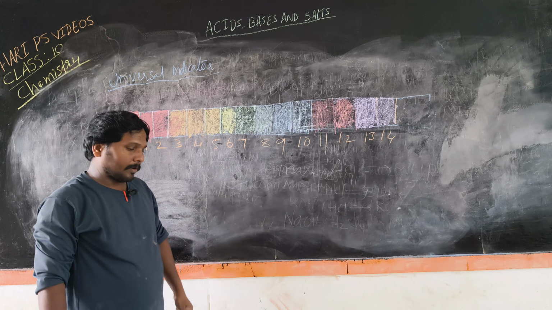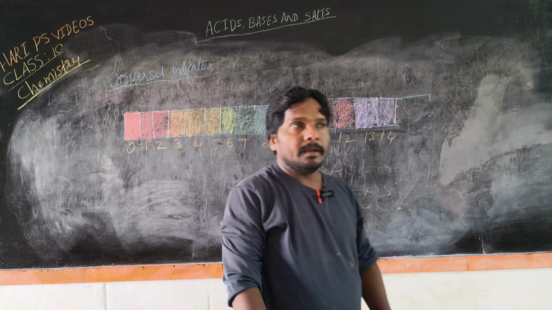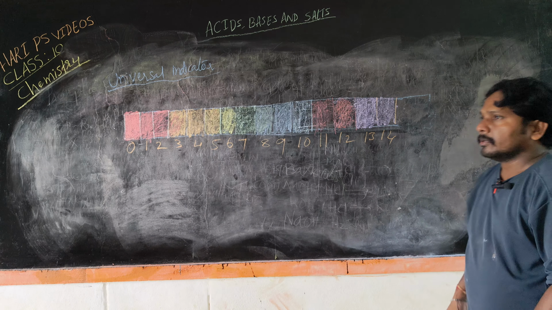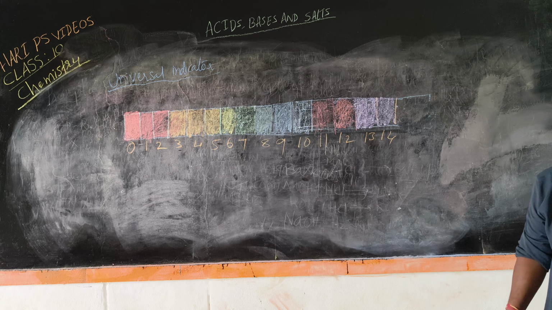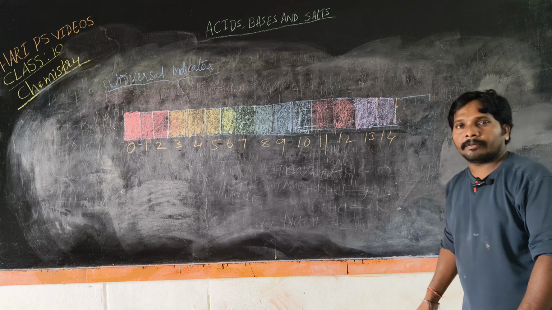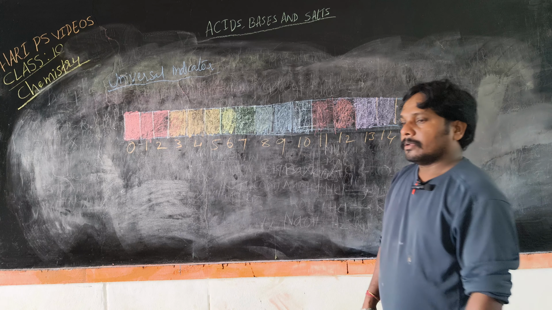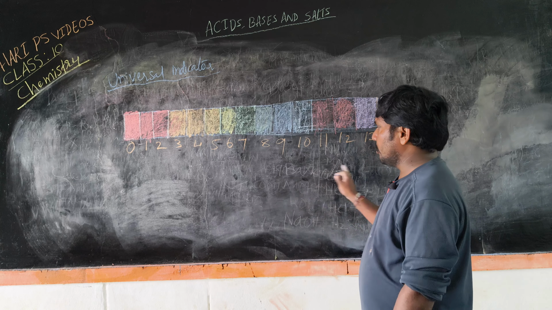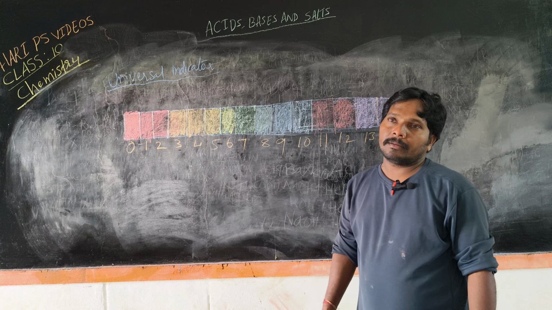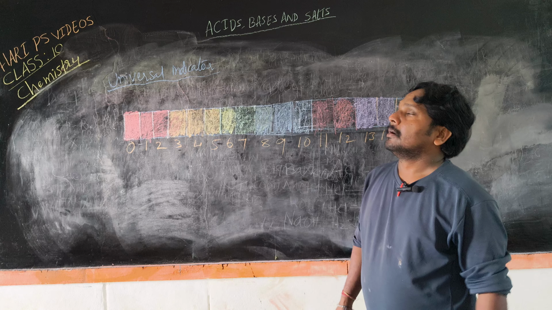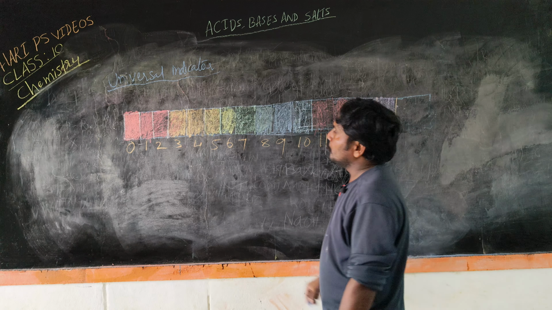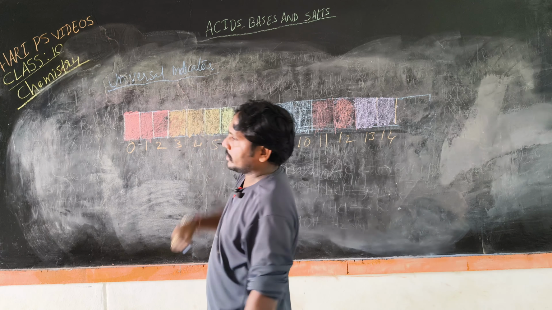Maybe I know the board appears white because of the paint applied. So for many days it will be like that only. So I can't do anything, but I can make the videos, right? So the board maybe is not clear, but my explanation is clear. Let us discuss universal indicator.